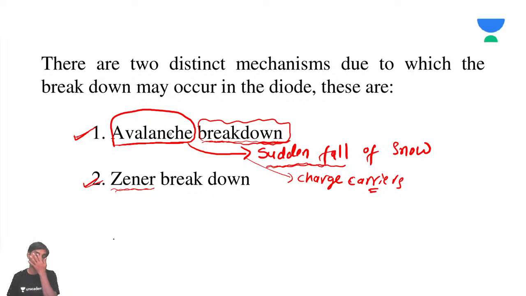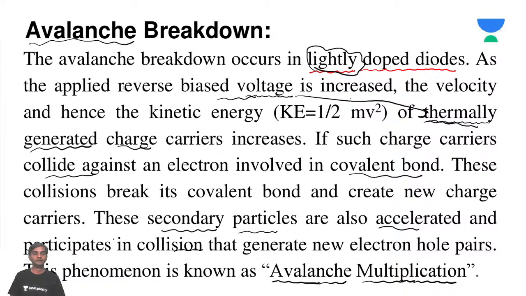As I told you, avalanche means a sudden increase, like of snow. So there will be a sudden increase of charge carriers in this breakdown, majorly due to the temperature difference. The Zener breakdown is something different; I will discuss that later. Avalanche breakdown happens only in lightly doped diodes, because of collisions: when the charge carriers collide with electrons present in the covalent bonds, these covalent bonds break and new charge carriers come.